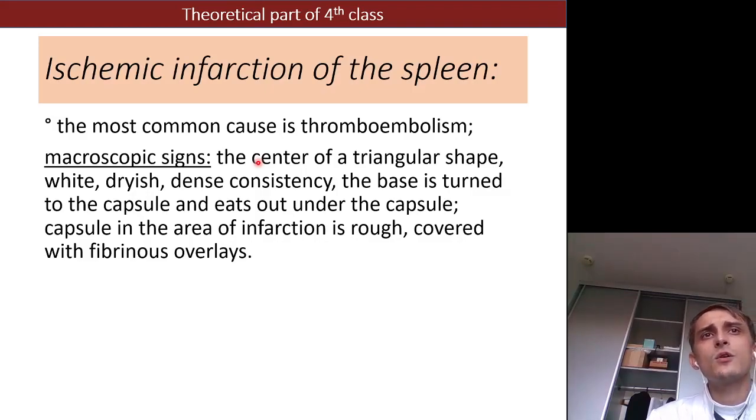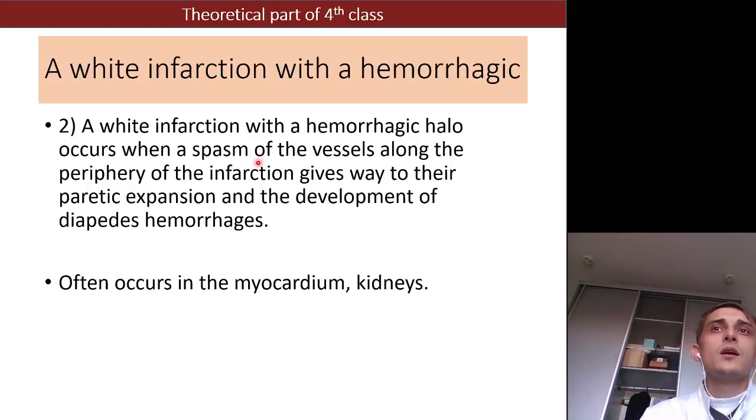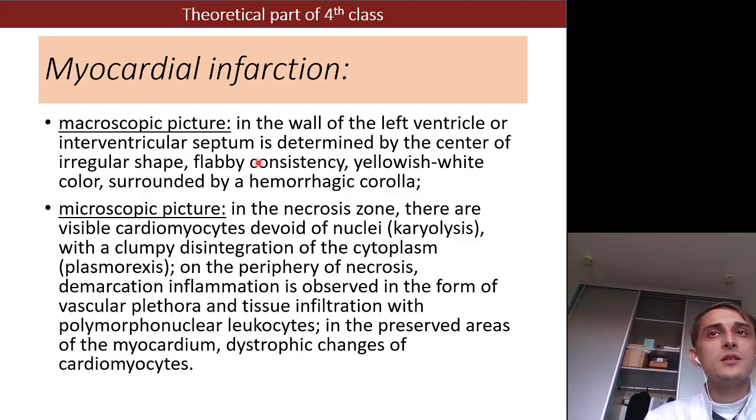The most common cause of it is thromboembolism if we talk about ischemic infarction of the spleen. Macroscopically, the center is of triangle shape, white, dryish, with a dense consistency, the base turned toward the capsule. The capsule in the area of infarction is covered with fibrinous layers. And one of the most important types of infarct is white infarct with a hemorrhagic area, and it happens in the myocardium and kidneys.